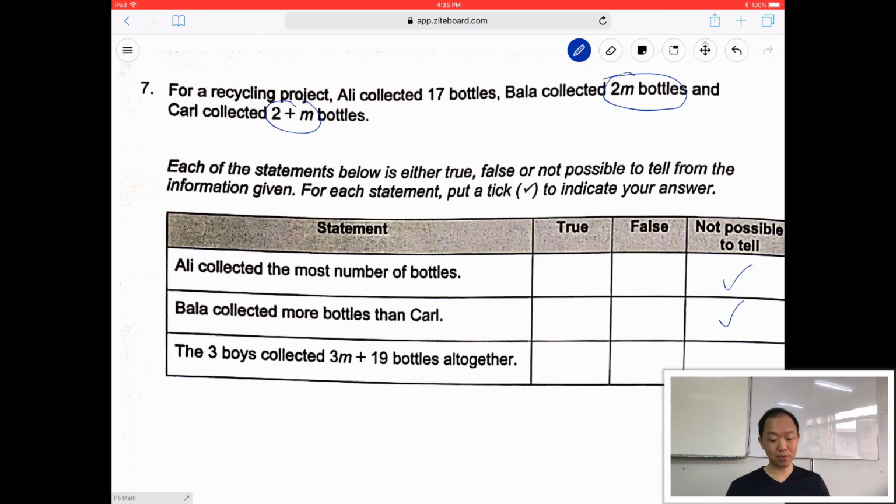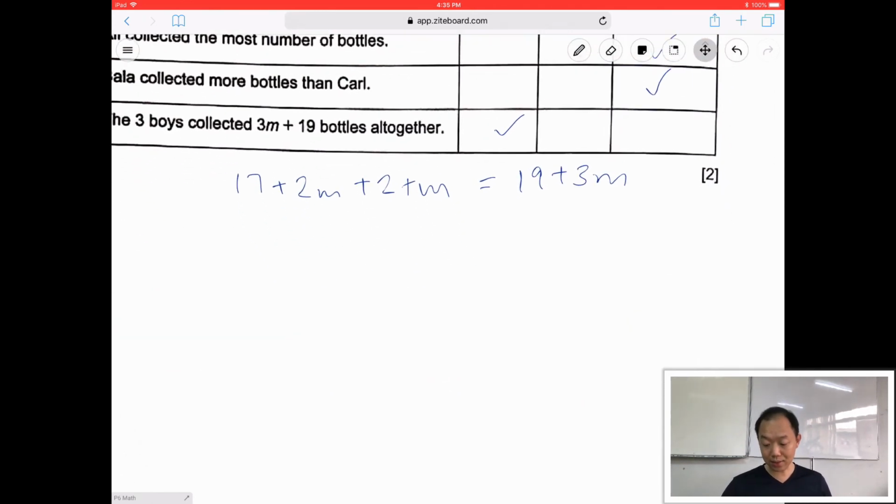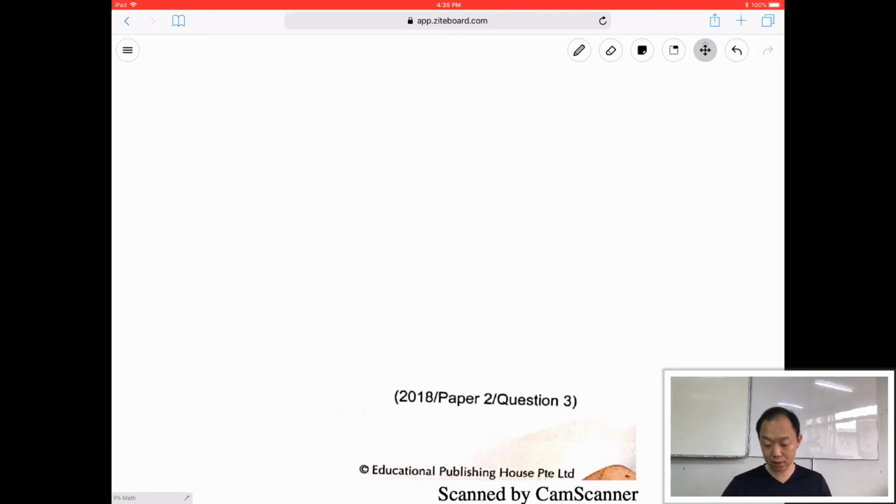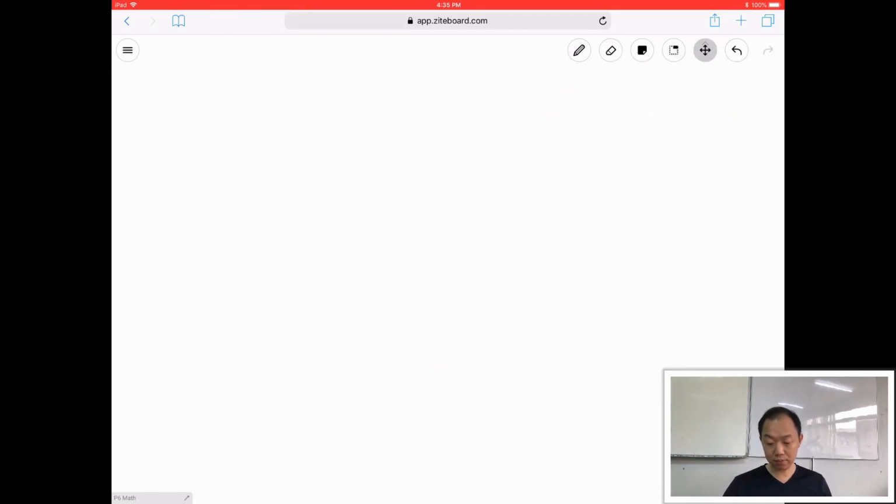And last but not least, the 3 boys collected 3M plus 9 together. You gotta calculate 17 plus 2M plus 2 plus M. 19 plus 3M. That's true. Okay, so that's true. So this was last year's. Yep. And that's the end.